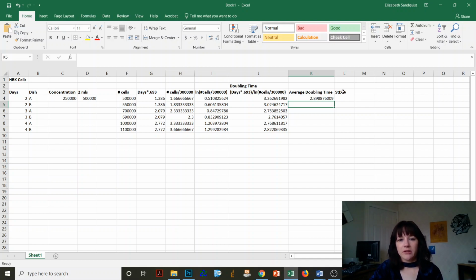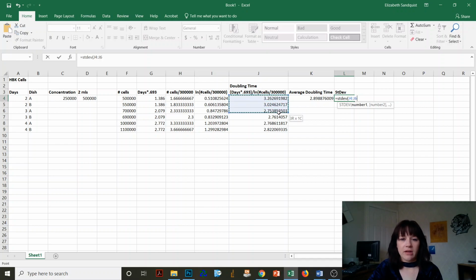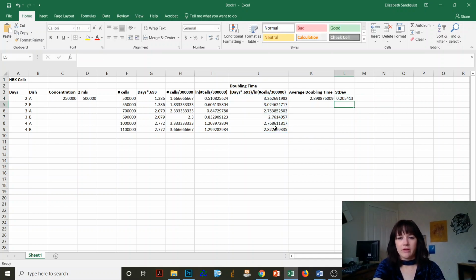Next, we need our standard deviation. So you're going to write equals STDEV, left parentheses. You're going to highlight all those doubling times that you got, right parentheses, and enter. Now you have the average doubling time for the HBK cells and their standard deviation. You would need to do all of this again for your HeLa cell lines.